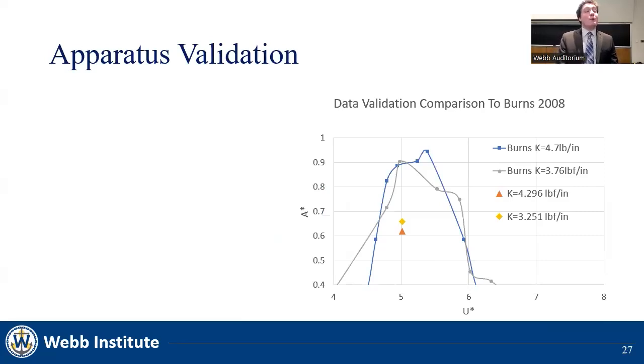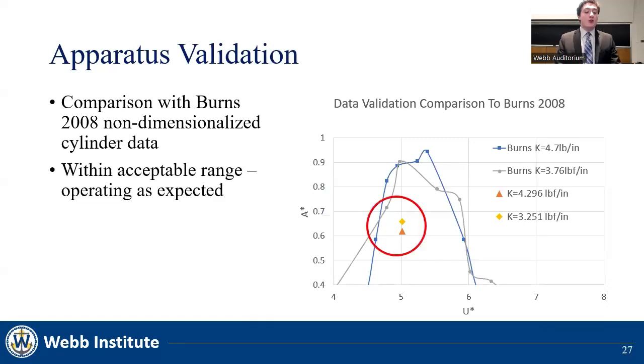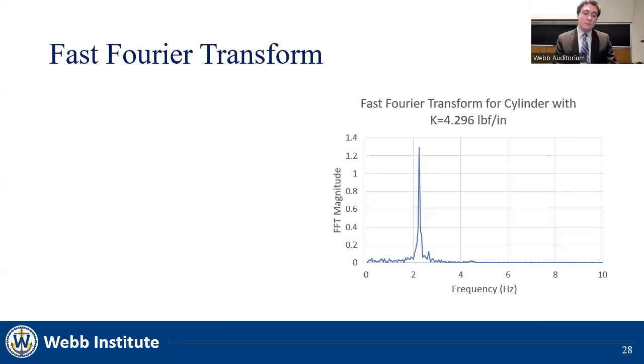To validate our apparatus data, we compared it with Burns 2008 non-dimensionalized cylinder data, which can be seen here. On the x-axis is our non-dimensionalized flow velocity, U star, and on the y-axis is our non-dimensionalized heave amplitude, A star. Our data is shown in the triangle and the diamond points, which are very close to Burns's data. This indicates that we are within an acceptable operating range, and therefore our apparatus is operating as expected with little added friction.